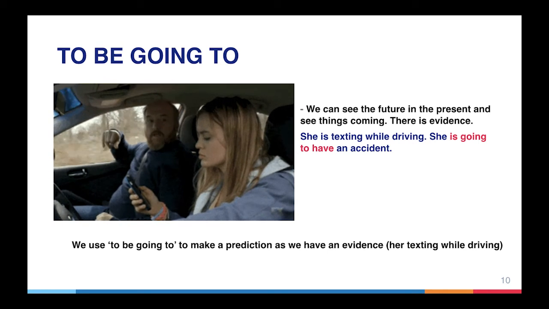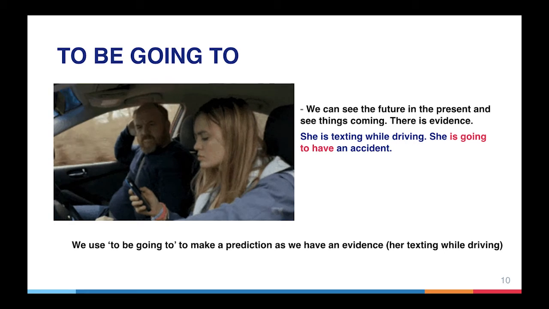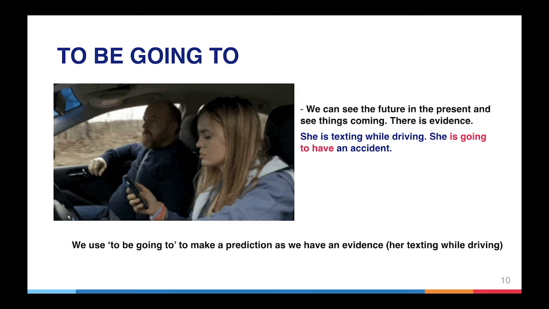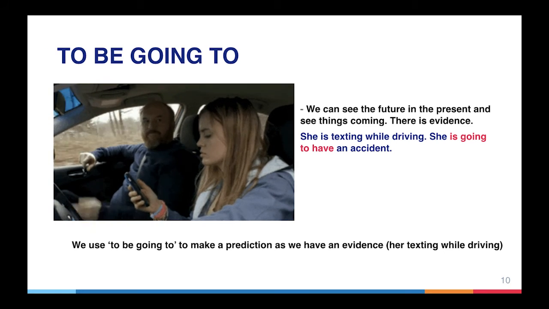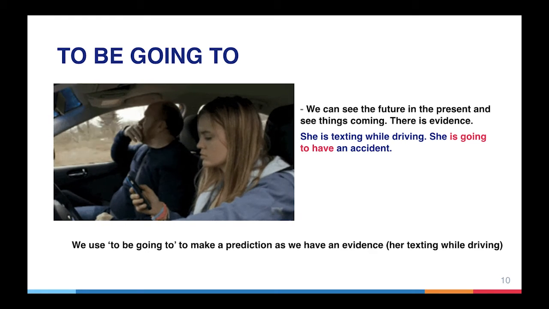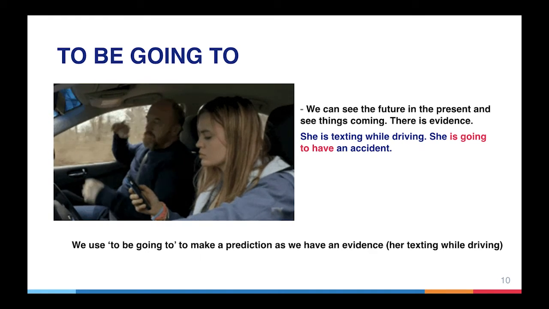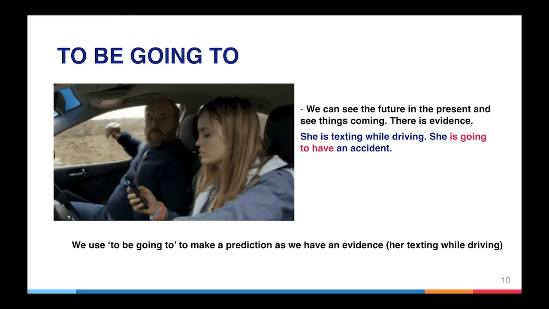So in the video, she is texting while driving and her dad has an assumption. She is going to have an accident. He uses to be going to make a prediction as he has evidence.